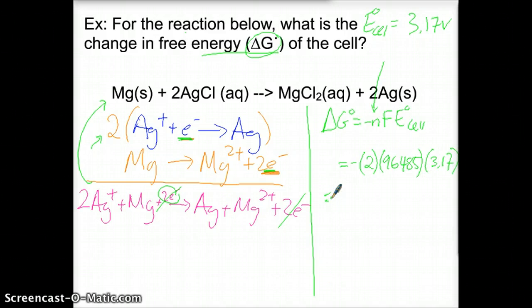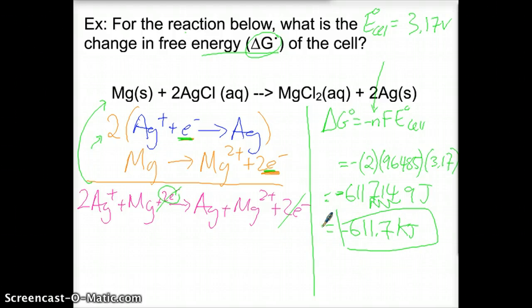The answer that I'm going to get there is going to be in joules. Negative 611,714.9 joules per mole. So I'm going to convert that to kilojoules by moving the decimal over 3 times. So negative 611.7 kilojoules of energy.